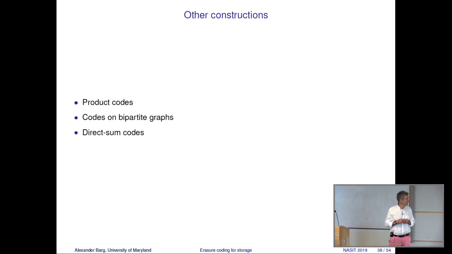All right? Well, product codes, of course, will give us availability, if you know what it means. Codes and bipartite graphs will give availability. Direct sum codes will give availability. So there are some approaches motivated by classic directions in coding theory.